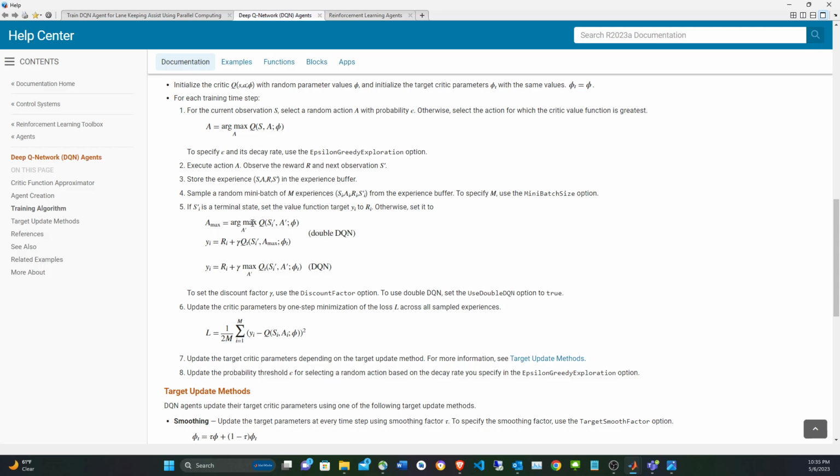And the difference between the DQN and the double DQN is that the regular DQN is going to take the action based on the target network to compute the reward. But the double DQN is going to take the action based on the regular network to compute the normal reward. Yeah, so that's a slight difference between the two, and you can choose that in the agent parameters. Okay, let's go to the example.